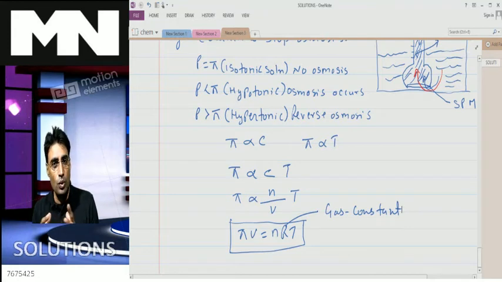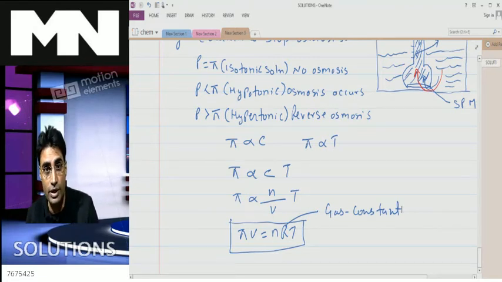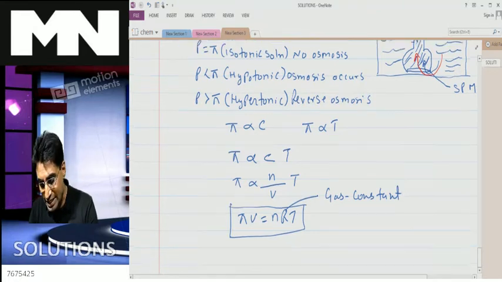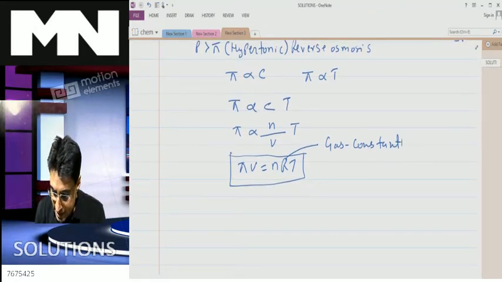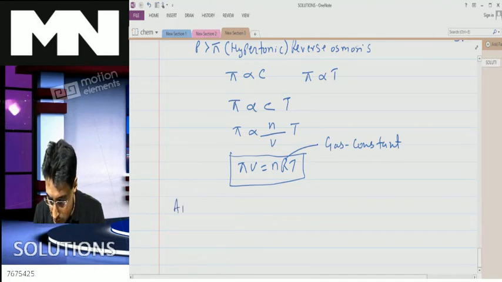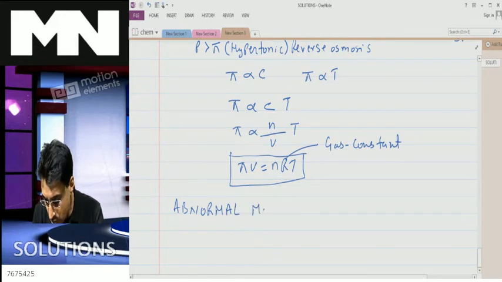So this is what we observe in the biosphere or in human blood also, where osmotic pressure very correctly maintains the volume of the cell. So this is all about osmosis, and as I told you, it is one of the very good and very acceptable, accurate colligative properties. Now we'll move on to the next topic, that is abnormal molar mass.